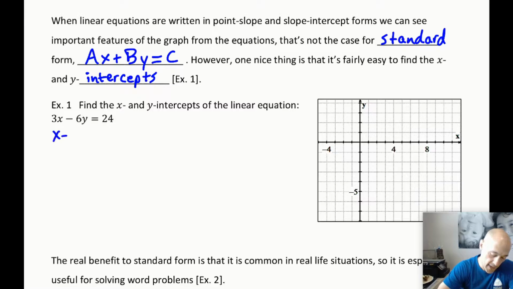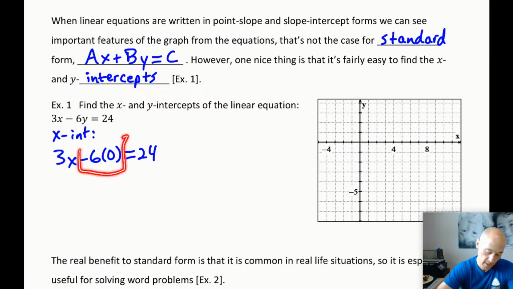Well, if we're going to find the x-intercept, then we plug 0 in for y, because all x-intercepts are on this axis, and every point on that axis has a y value of 0. So we plug 0 in for y. We get 3x minus 6 times 0. So notice our y value is right there. We've just replaced it with 0, equals 24.